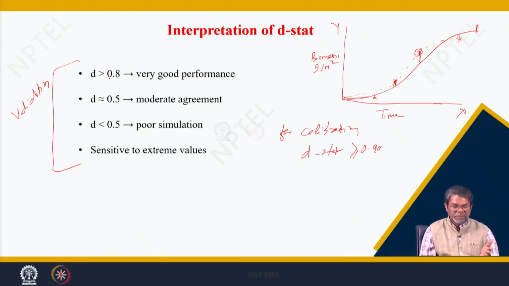And particularly if you go for the normalized root mean square error during validation, if the error is less than 10%, it is excellent, you can say the model is performing very well, or 20% is acceptable. If the error is 50%, then this is a very poor simulation, and you go for recalibration. So, these are the measures for the calibration and validation of the model performance.